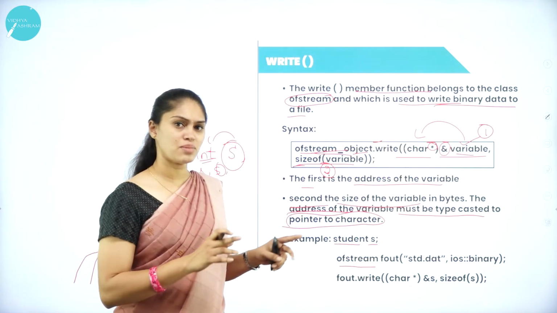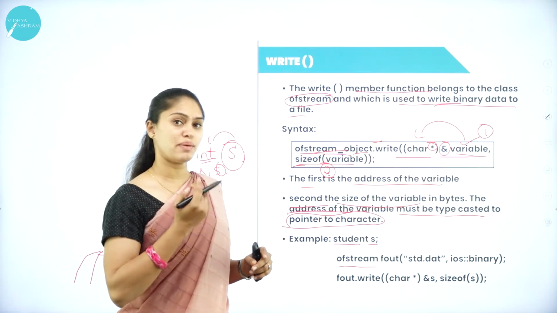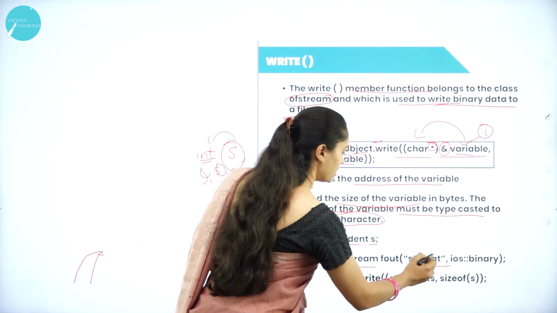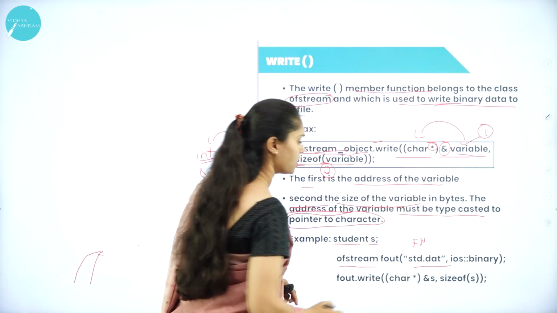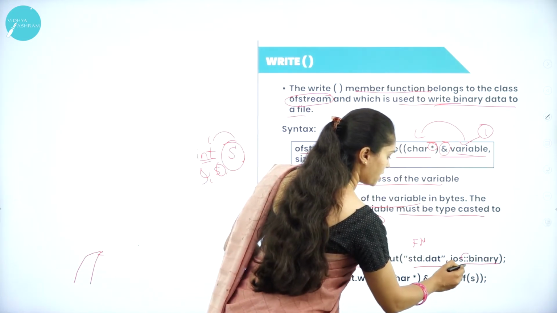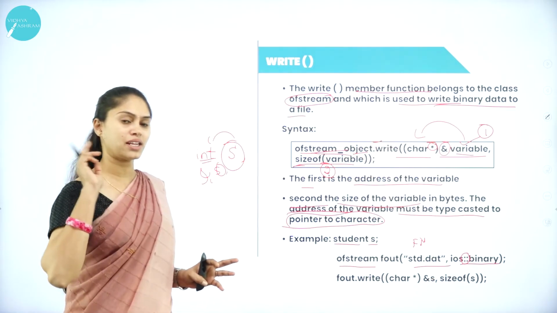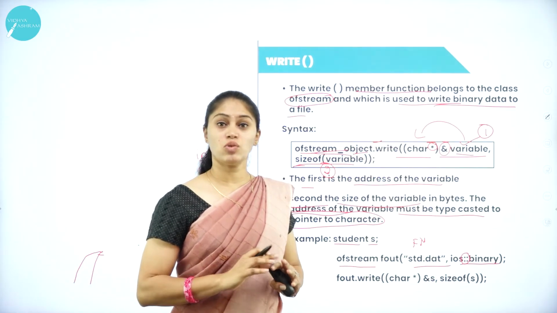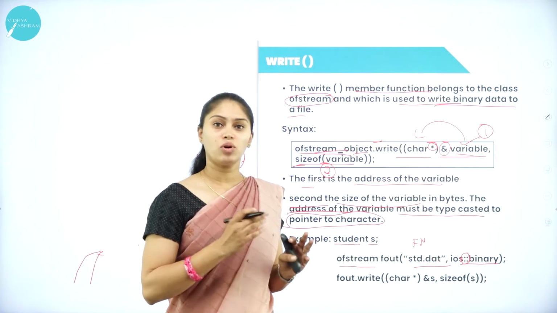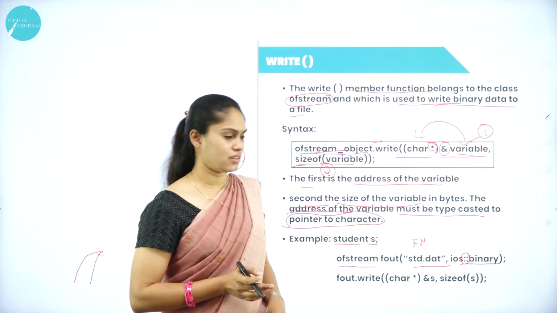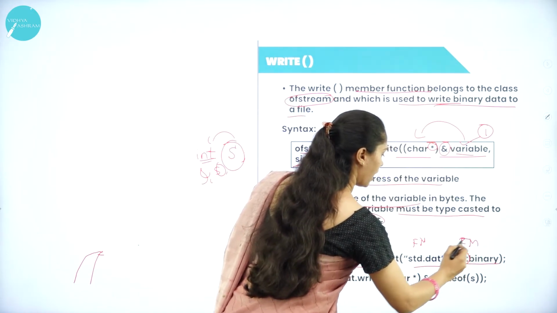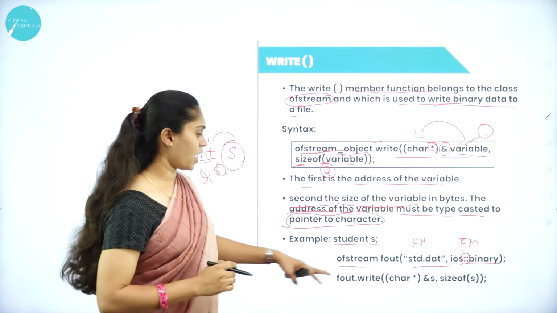So what are all the things I am specifying? I am opening a file and I am specifying the mode of the file, right? So what is the name of the file here? std.dat, that is the file name. I am opening the file in which mode? ios, scope resolution operator, binary. If you go back to the previous session, you can get to know what this binary opening of a member function means. So I am opening a file for the binary operation, right? Here I am specifying the file mode, and this is nothing but the name of the file, and I have opened the file.